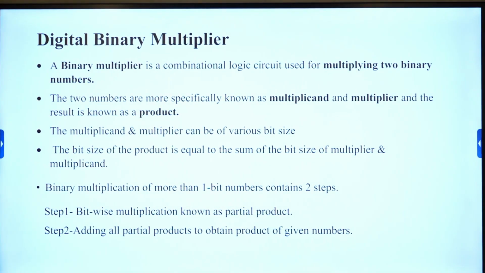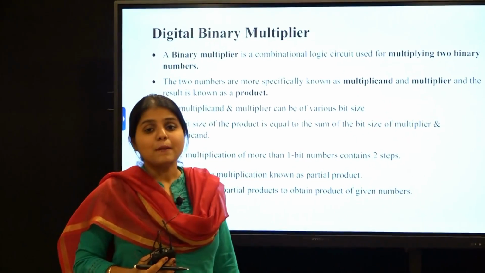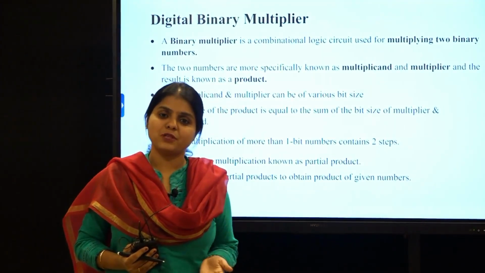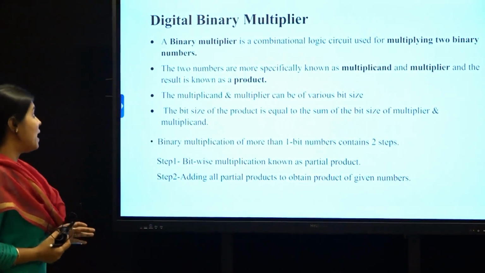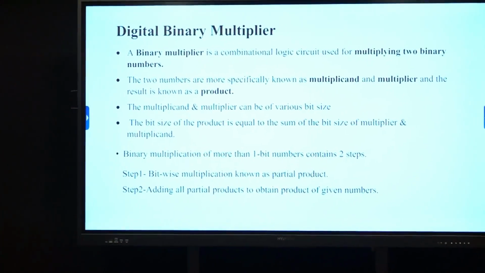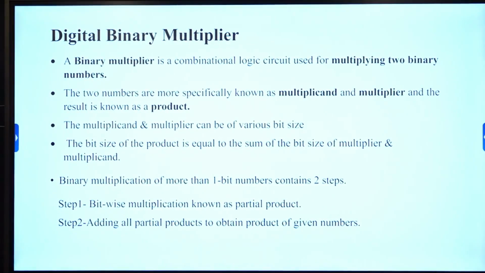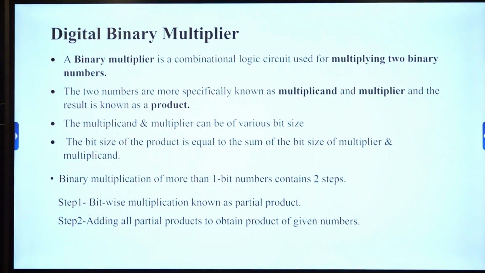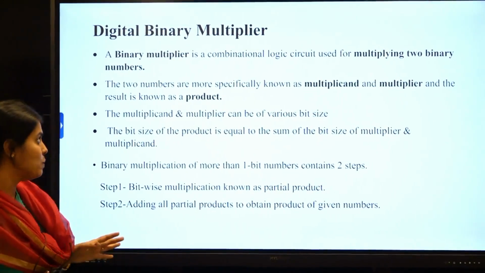Now the next combinational logic circuit that I would like to discuss today is the binary multiplier. We have done addition, we have done subtraction, we also have seen the BCD adder. Now let us look into the binary multiplier. As the name itself says, a binary multiplier is a combinational logic circuit that we use for multiplying 2 binary numbers. When we are multiplying 2 binary numbers, we have multiplicand and multiplier as inputs, and the resultant would be the product.